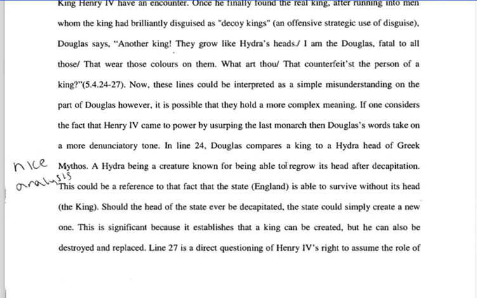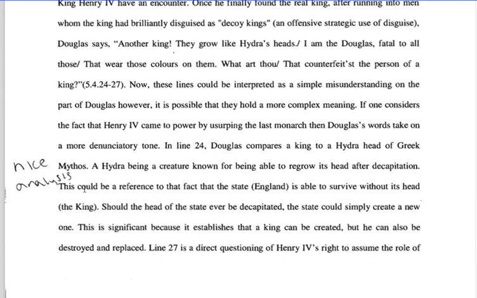Notice what the student has done. This is nice. The student has used Shakespeare's reference to the hydra to point out the fact that even after you lop off the head of the body, in some instances that head can grow back. Again, leading back to this idea that although Richard II was deposed, the head of state was taken off, another head could grow in its place.